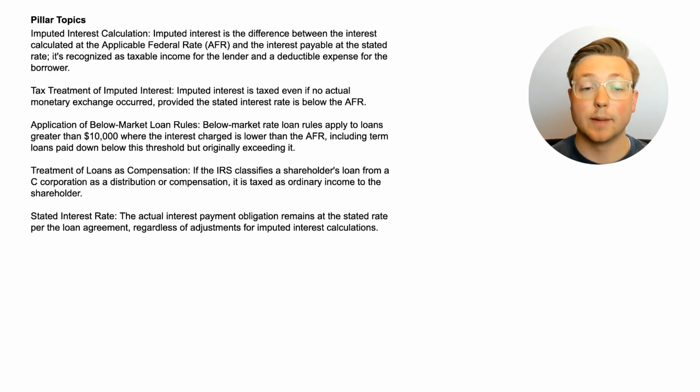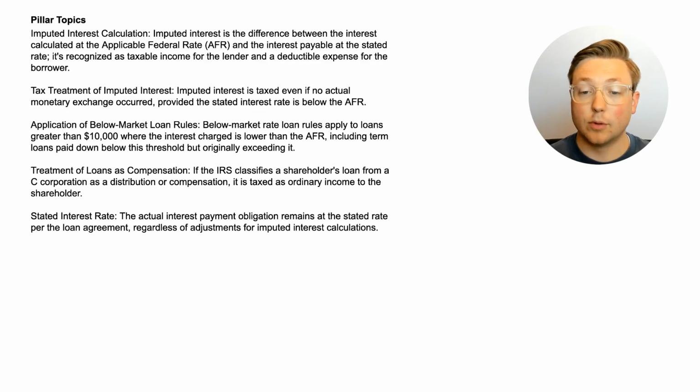All right, here are the pillar topics. First, imputed interest is the difference between the interest calculated at the applicable federal rate and the interest payable at the stated rate. It's recognized as taxable income for the lender and a deductible expense for the borrower. Imputed interest is taxed even if no actual monetary exchange occurred, provided the stated interest rate is below the AFR. And I didn't really talk about this very much, but obviously if the stated interest rate is the same as the AFR or higher than the AFR, then this below market rate rule doesn't apply. It doesn't matter at that point.